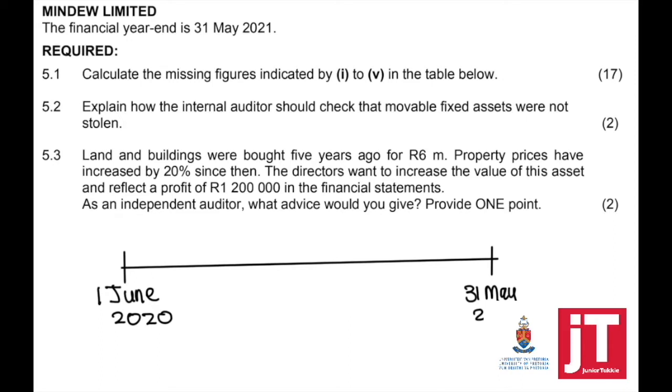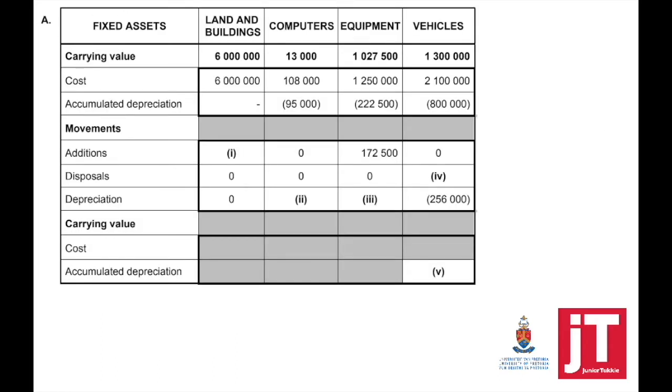Looking at what is required, these are the questions that we are going to answer, but you're going to see later on throughout the video, I'm going to focus on other aspects as well. So looking now at the fixed asset note, they provided us with land and buildings, computers, equipment and vehicles. So we are going to look at each one individually. We start with number 1, with the land and buildings.